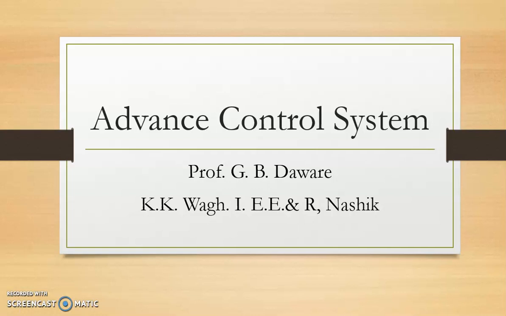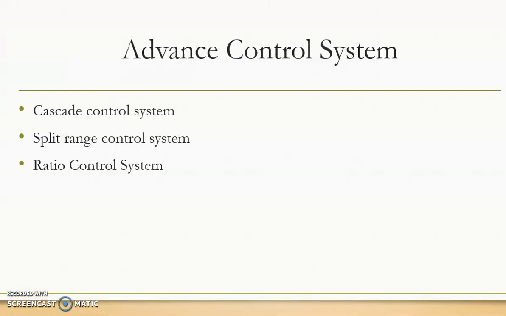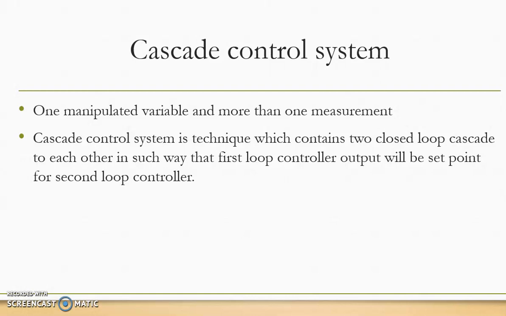Today we will try to learn advanced control systems. Under advanced control systems, we'll learn cascade control system, split range control system and ratio control system. So, starting with the cascade control system.